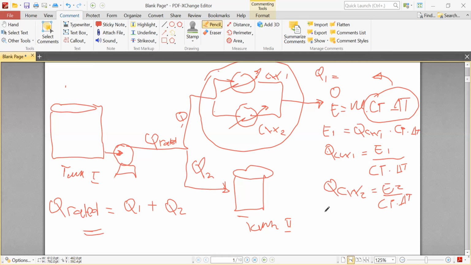So it's just a simple equation. You can calculate Q1 as equal to Q CW1 plus Q CW2. Okay, for Q1 you can put it in here. Let's take a look at Q2.